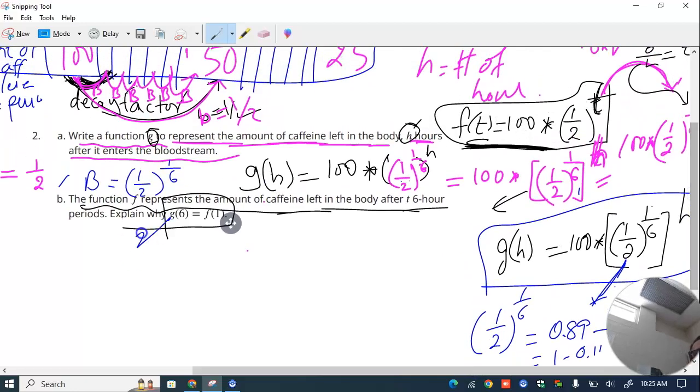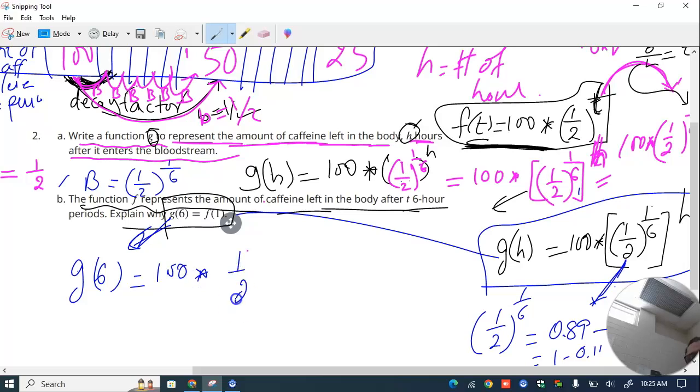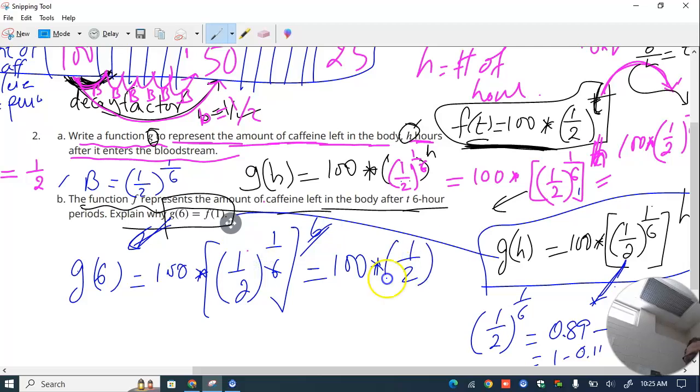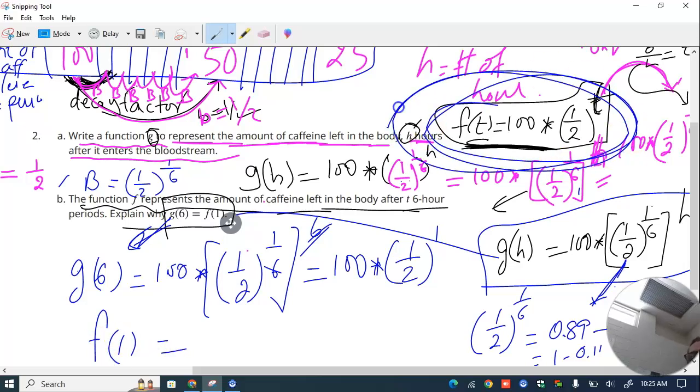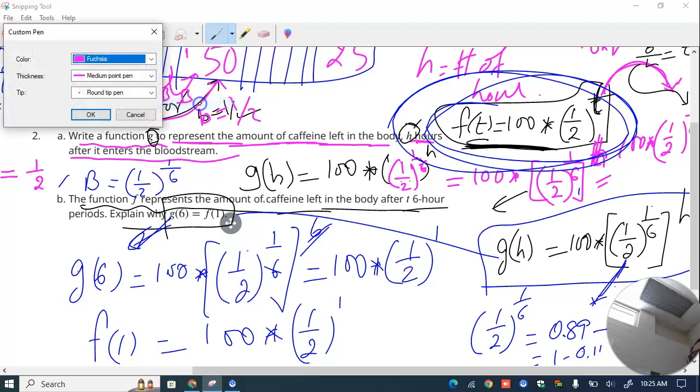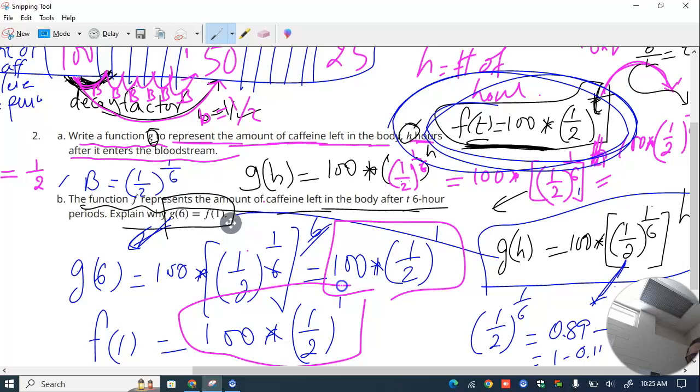Now regarding this, 6 is G of 6. Let's say G of 6. So G of 6 means you replace H by 6. You can see you get 100 times this 6, and this 6 crosses out, and you're left with half raised to 1. And f of 1, right here, if I plug in t, f of 1 is 100 times half raised to 1. And you can see both these two answers are the same.